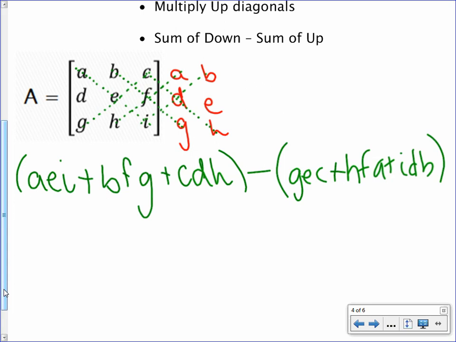So you're going to take all of your down diagonals minus all of your up diagonals. So it's still kind of the same process of criss minus cross. You just have a few more multiplications to worry about.